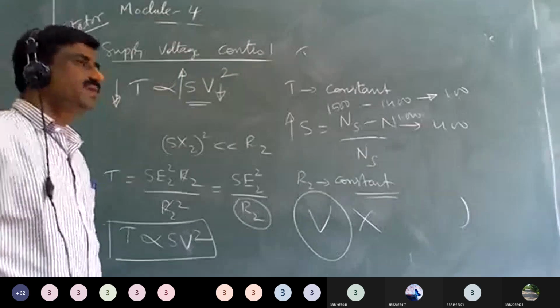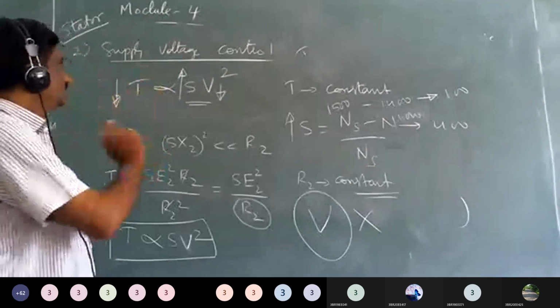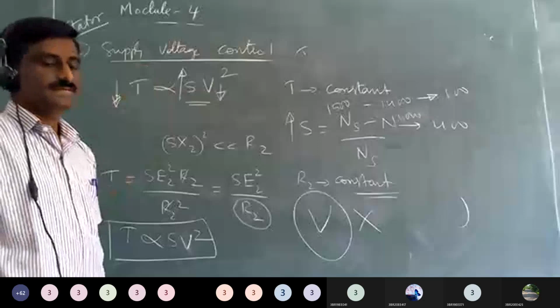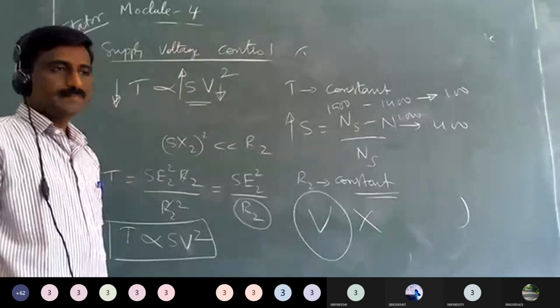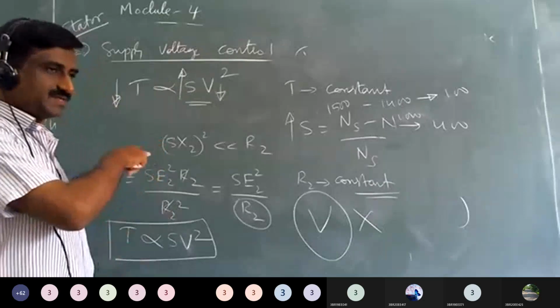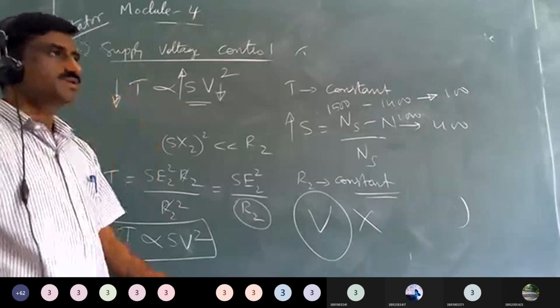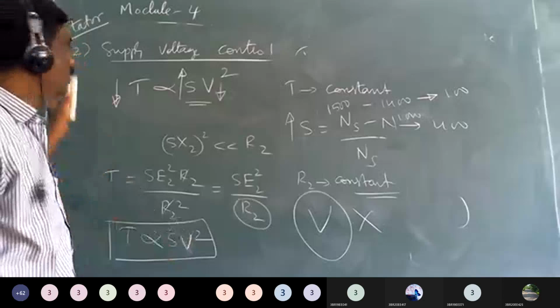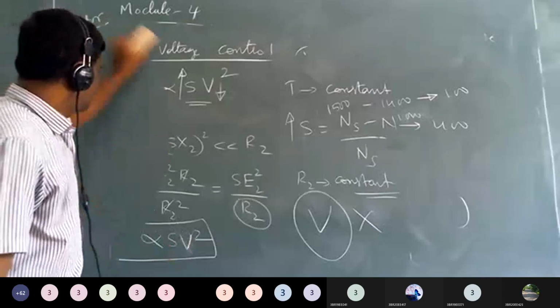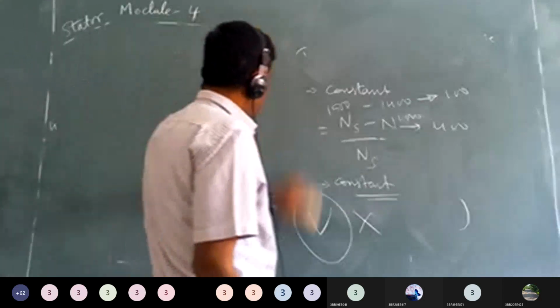Totally different. V by F frequency control is different and this is different. This is supply voltage control. But as per the syllabus, only these two methods are there. But there are other methods also. From the stator side we can control. The number of poles also we can change. That's one approach.